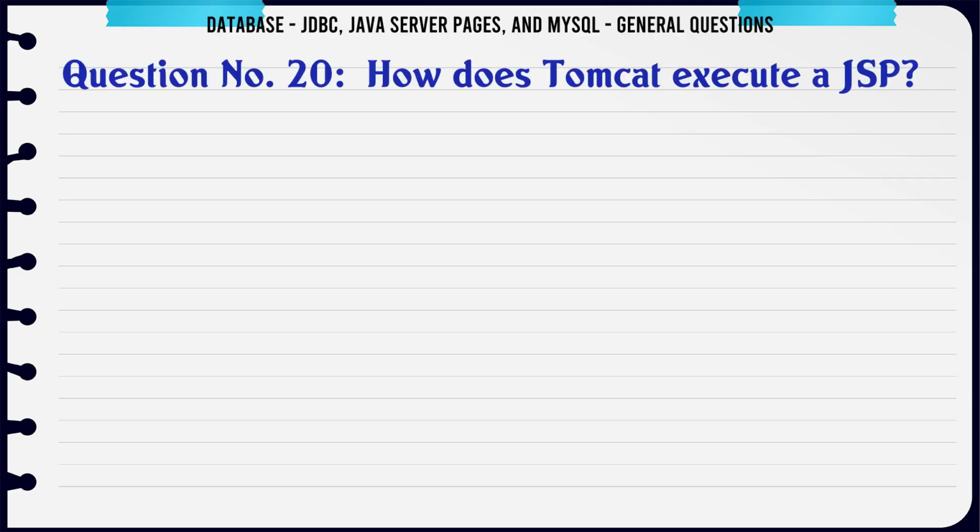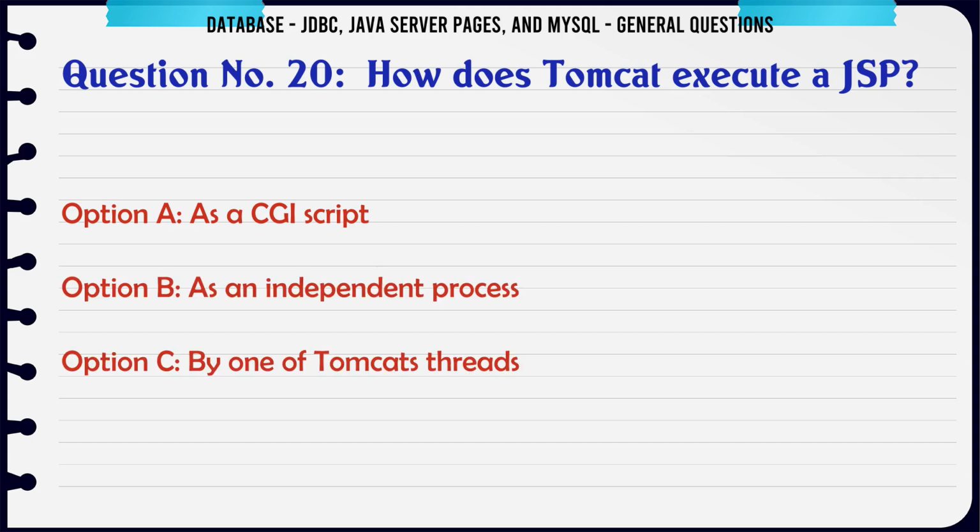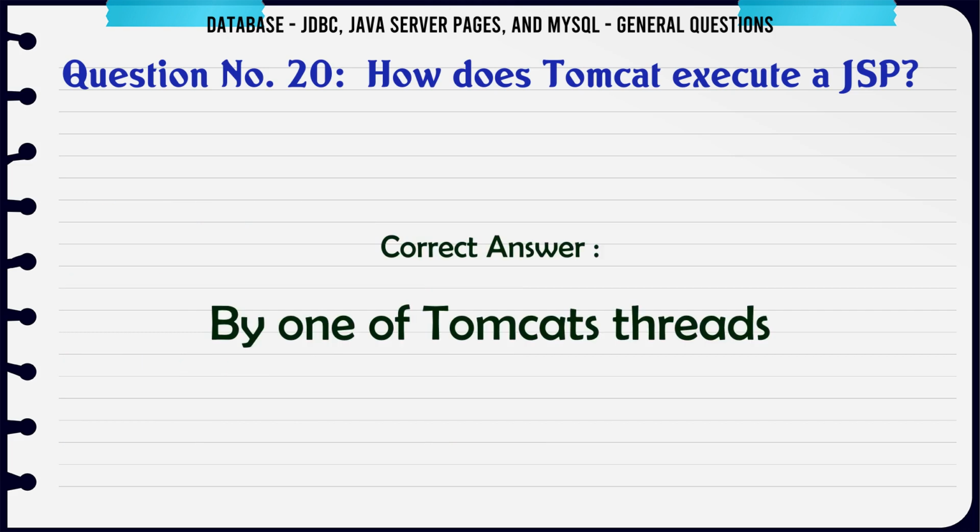How does Tomcat execute a JSP? A. As a CGI script, B. As an independent process, C. By one of Tomcat's threads, D. None of the above is correct. The correct answer is by one of Tomcat's threads.